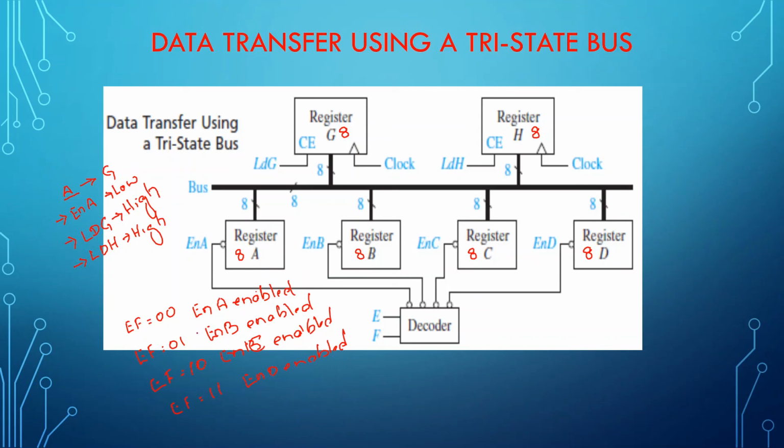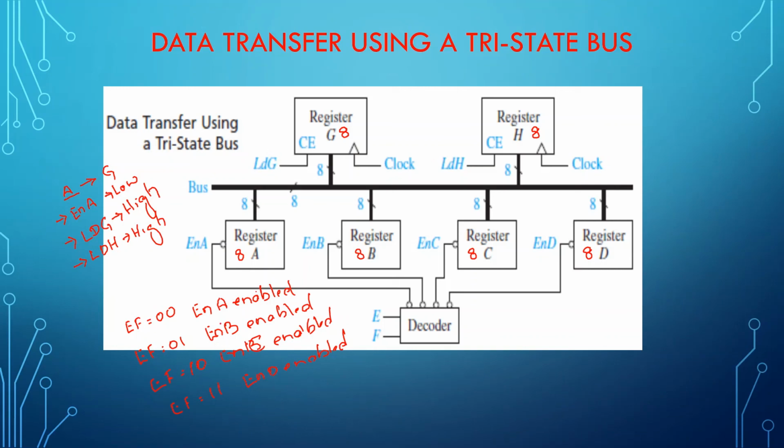And it is also clear that two registers cannot be active at a time, isn't it? At a time only one register can be active, because it can be either 0 0, 0 1, 1 0 or 1 1, isn't it? So at a time one register can give the data, but who is going to accept the data, you have to decide by activating the signals. You can either make LDG high or LDH high.